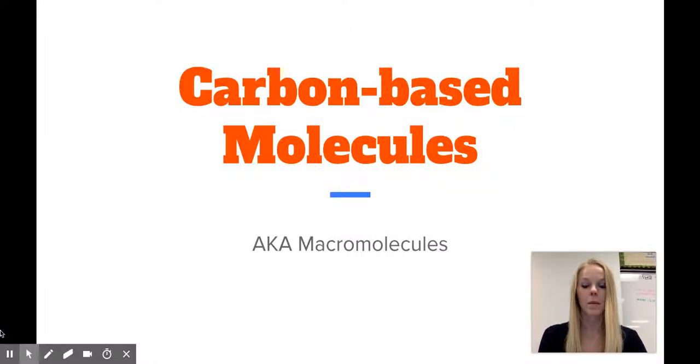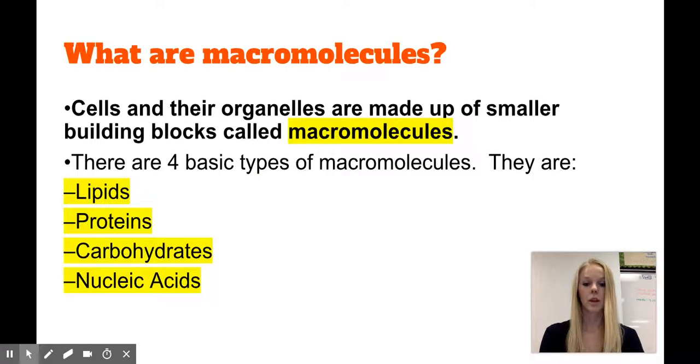You may remember that all living things share similar chemicals. These chemicals are carbon-based molecules. Carbon-based molecules may also be called macromolecules or biomolecules. Don't be confused, all living things are made up of the same 4 molecules. So what are these molecules? There are 4 basic types of macromolecules. This includes lipids, proteins, carbohydrates, and nucleic acids.